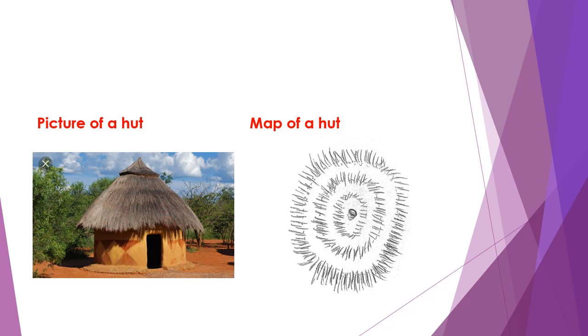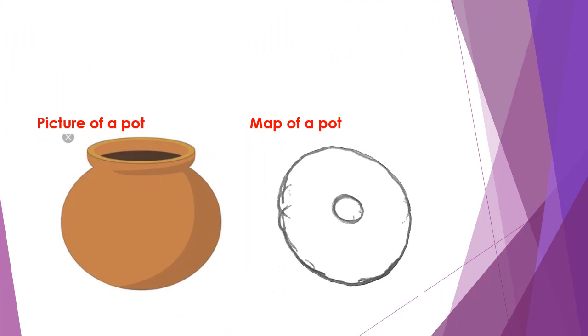Let's continue. A picture of a pot. This is a picture of a pot. And then on your right is the map of a pot. When you go on top of a pot, you will see a small hole and this big frame of a pot. You will not see the side, you will see the top of it as presented in the map.